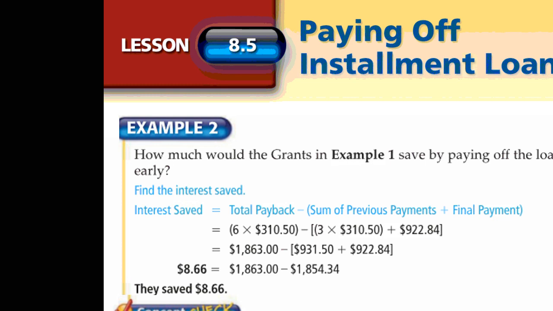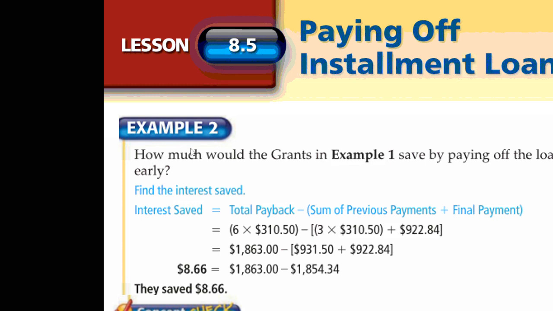So we're going to add together all the amount of money that they've paid. So that's three payments. Remember, they made four payments. They made three payments at $310.50, and then plus the payoff value. We're going to subtract that amount, which happens to be $1,854.34, from how much we would have paid if we made our payments on time for the duration of the loan.